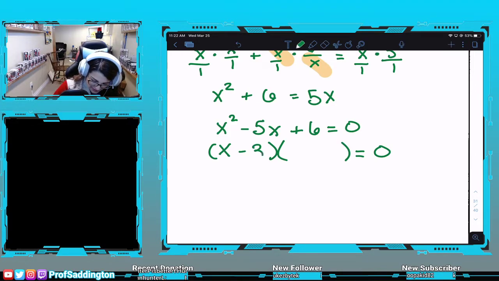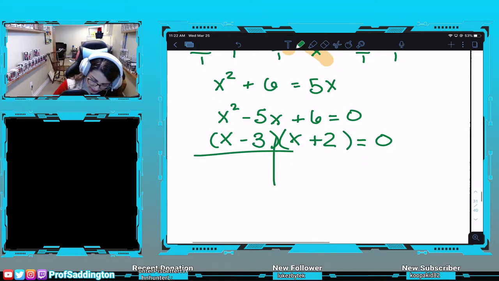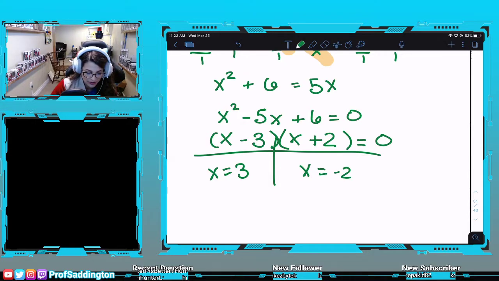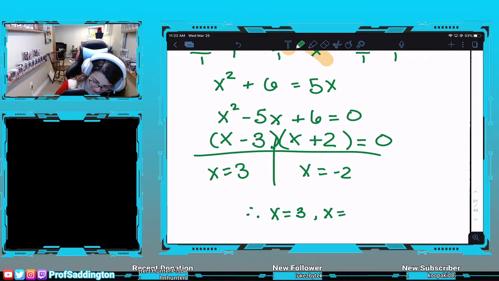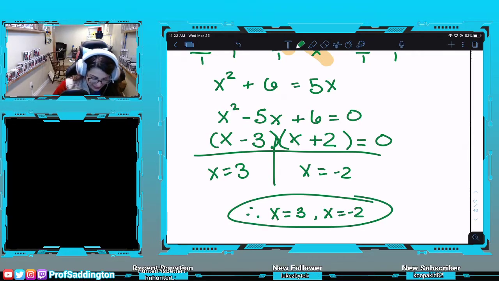So I get x minus 3, x plus 2. Drop down your t-chart, and we see that we're going to get x equals 3 and x equals negative 2. Since neither of those are 0, they're valid denominators for the original. So I'm just going to say x equals 3 and x equals negative 2.